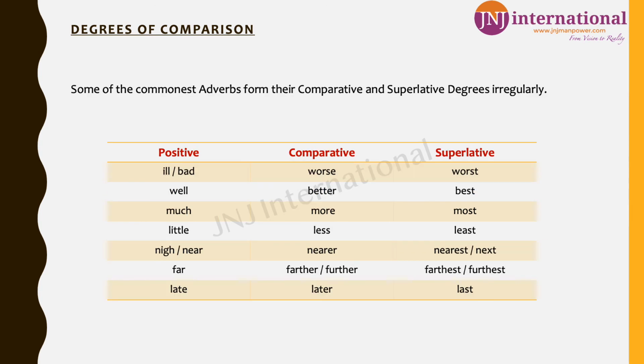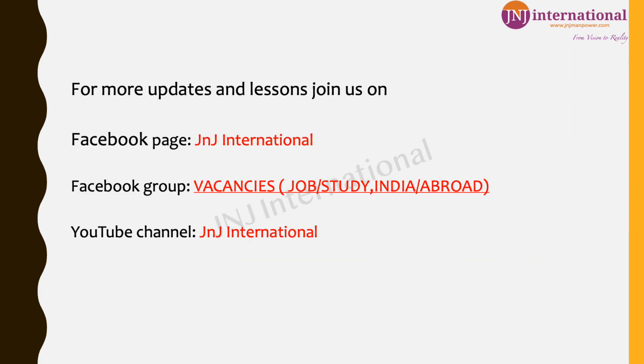Some of the commonest adverbs form their comparative and superlative degrees irregularly, like ill, worse, worst, bad, worse, worst, well, better, best, much, more, most, little, less, least, nigh, nearer, nearest, near, nearer, next, far, farther or further, farthest or furthest, late, later, last.